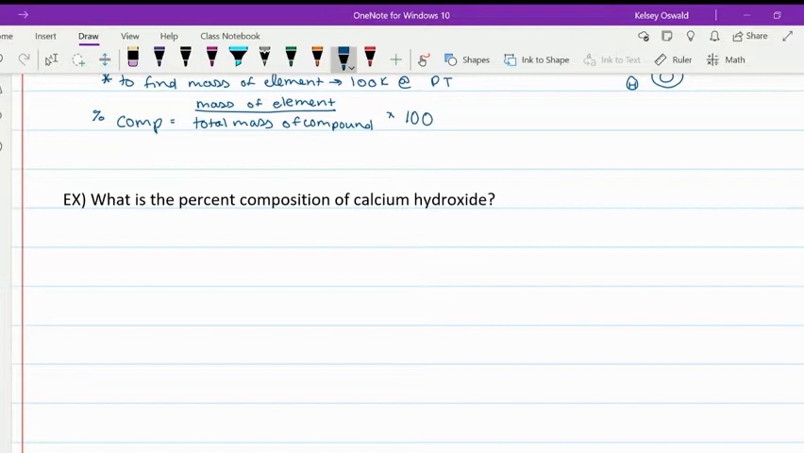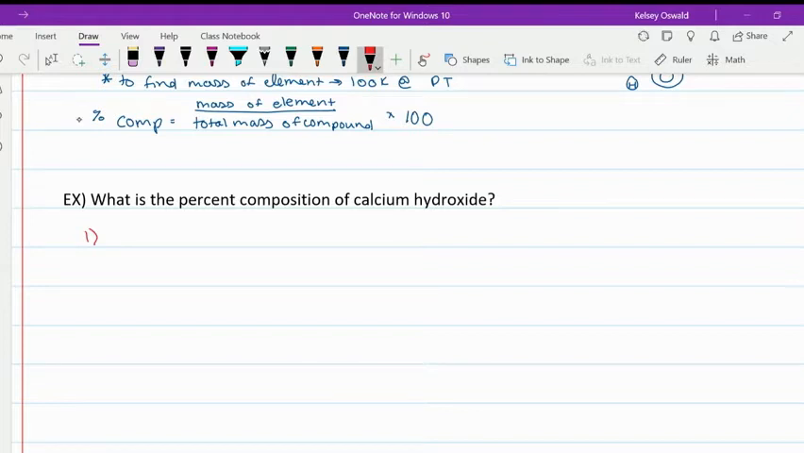So we want to find out how much of the total mass of calcium hydroxide comes from each individual element in that compound, okay? So our first step for these is always to find out what your formula is first. We need to figure out what elements are present, okay?